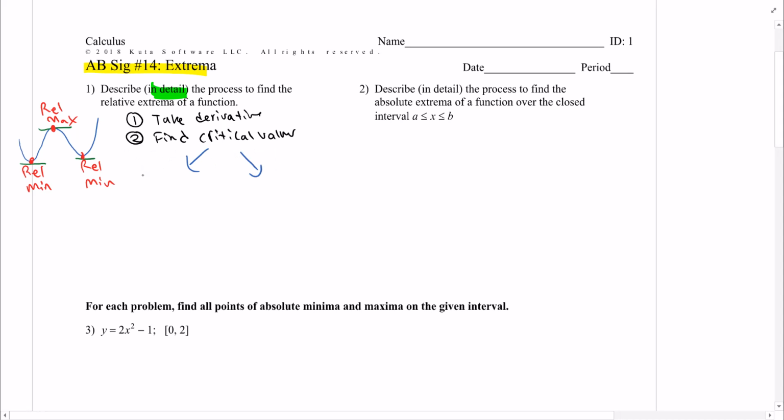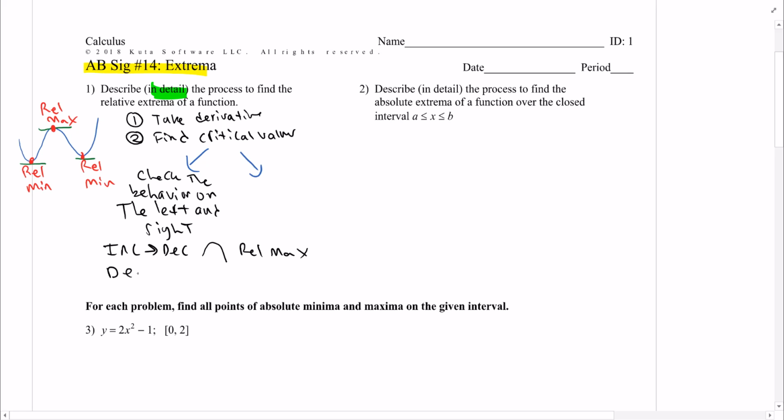The first way is to use the first derivative test, which means you make a line like this. Let me write this in words. Check the behavior on the left and right. If it goes from increasing to decreasing, like this, that means there is a relative max. If it goes from decreasing to increasing, like this, that means there's a relative minimum.